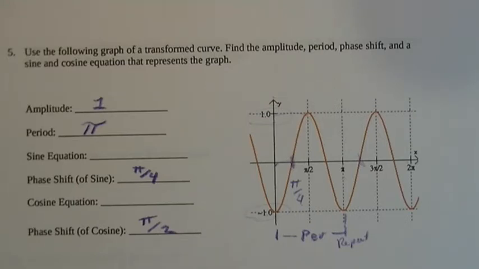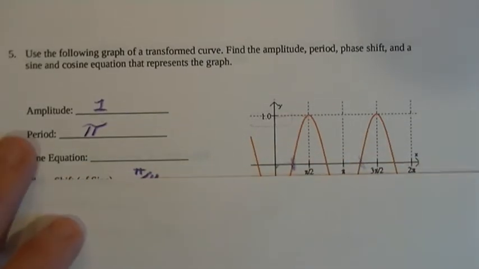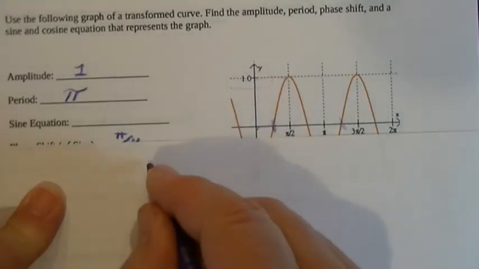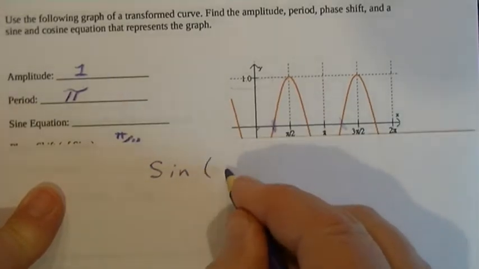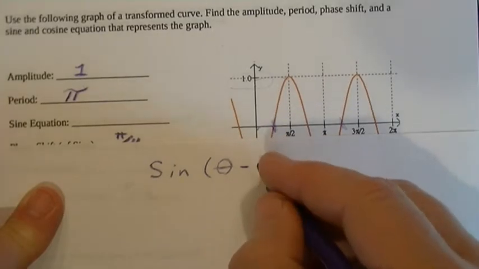Now, there's basically two things. We don't need to worry about the amplitude, because the amplitude's 1. But we do need to worry about the phase shift. Okay, so what would the phase shift look like? Well, remember, subtracting moves it to the right. So we're going to subtract the phase shift. So now we've got sine of the angle minus pi over 4.